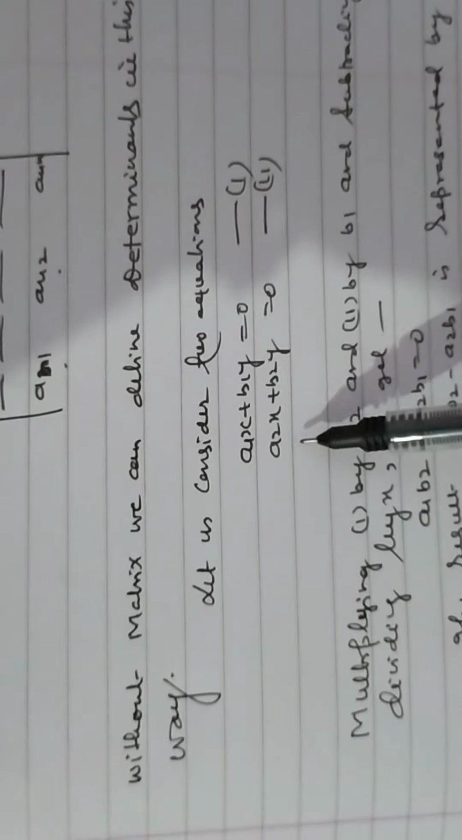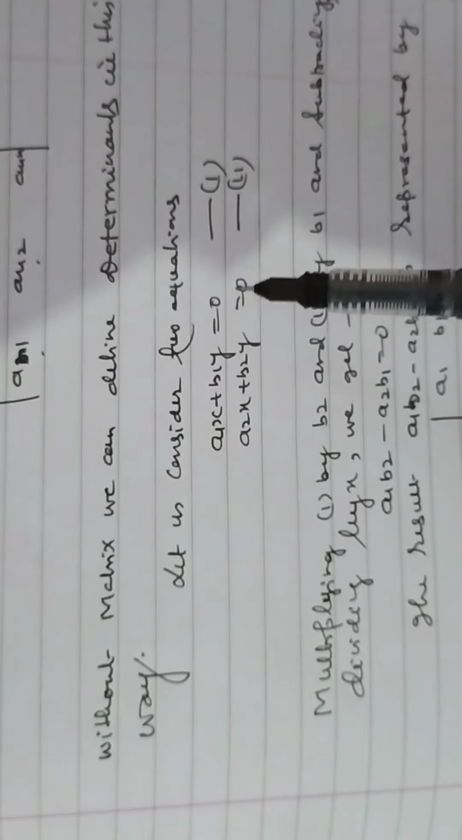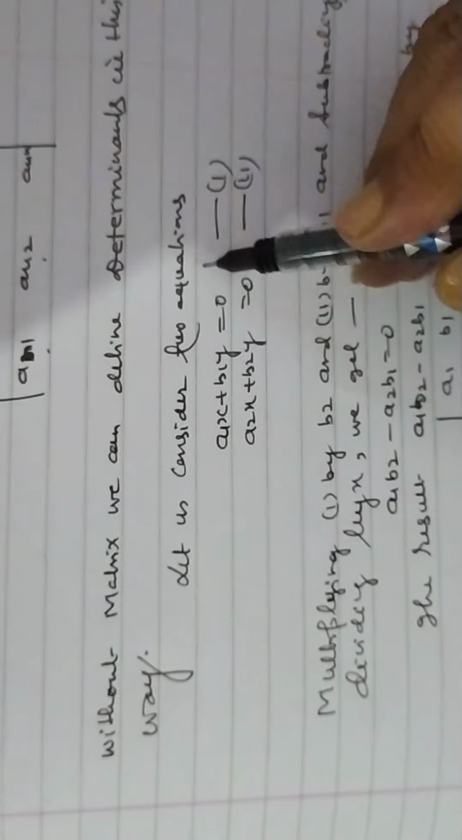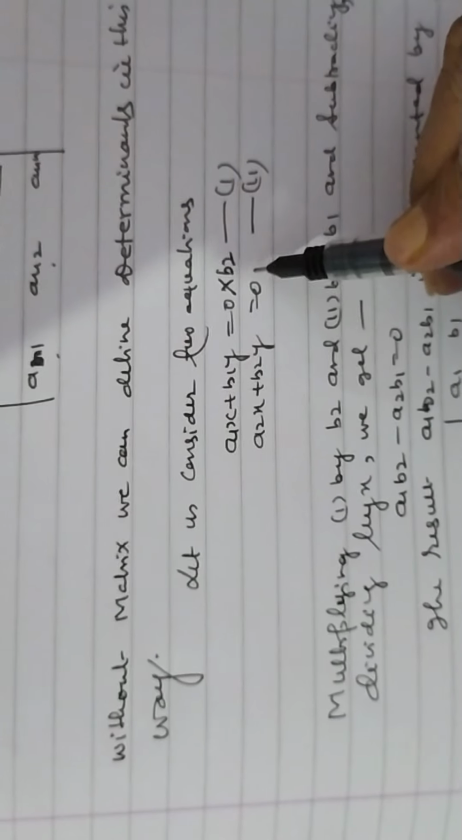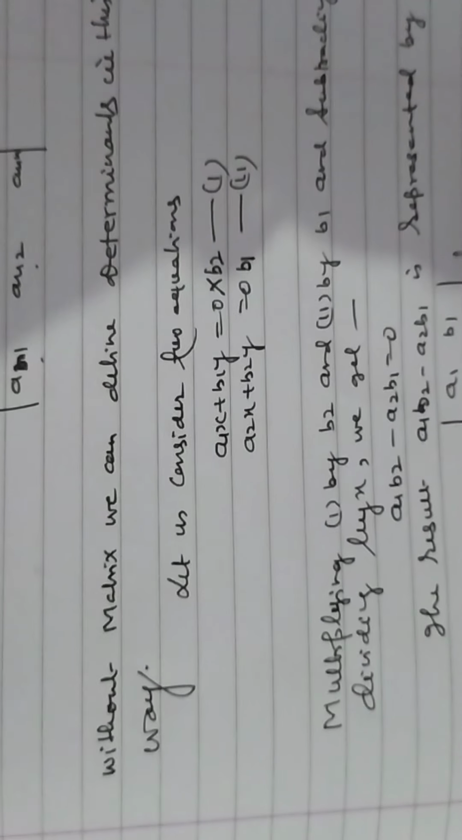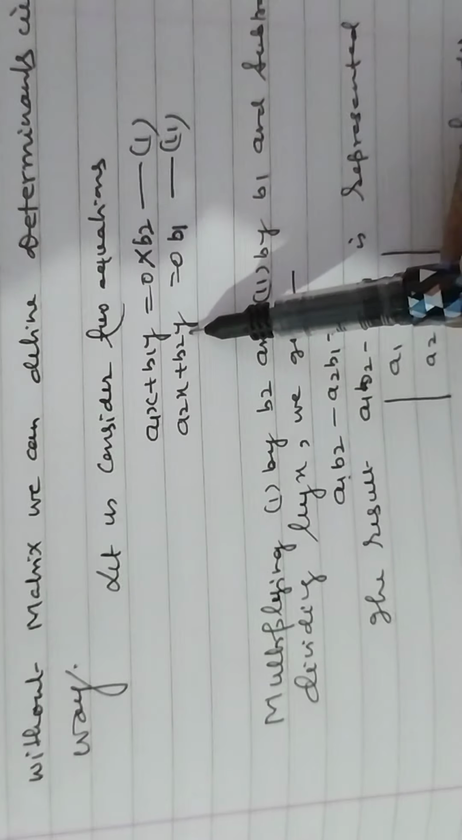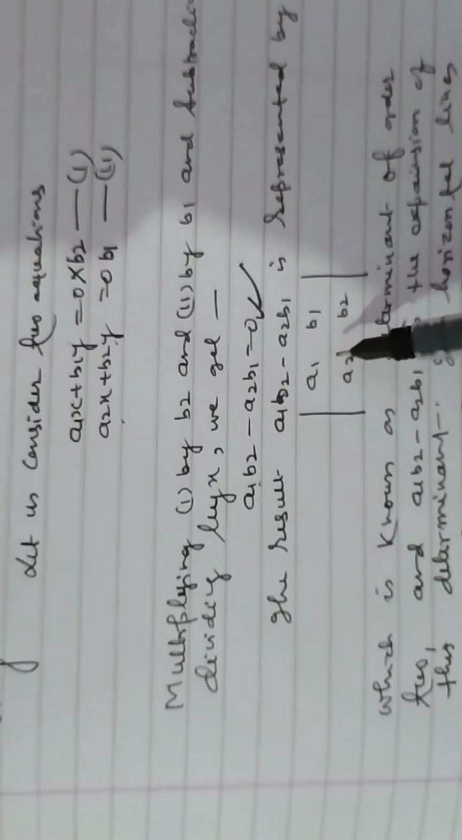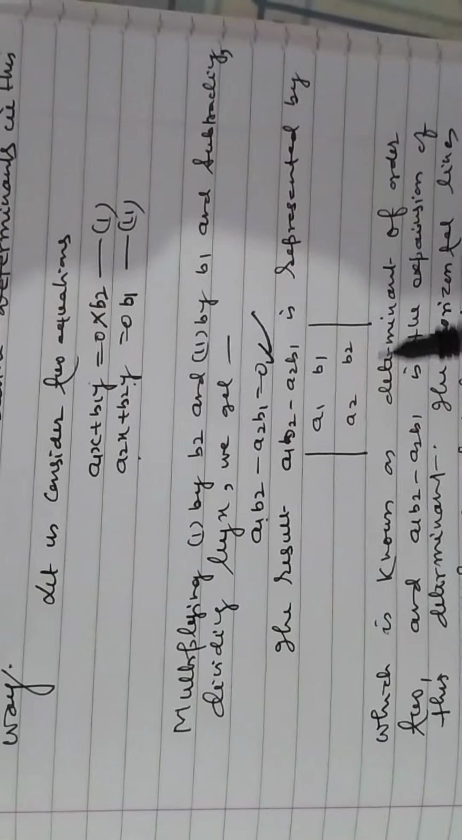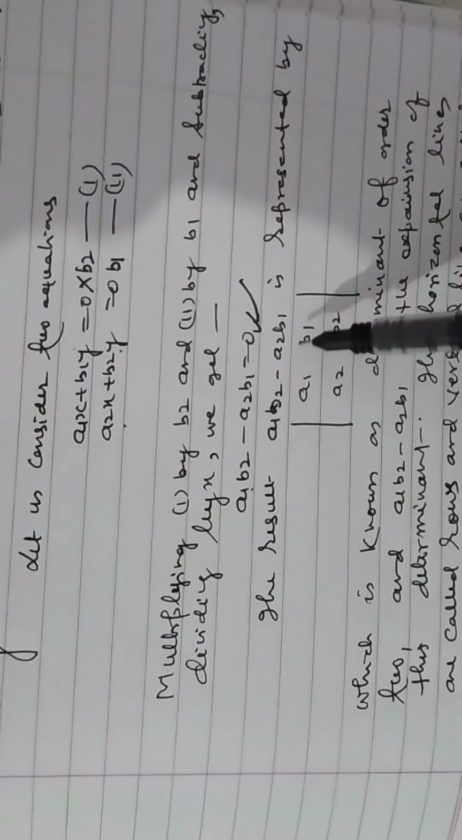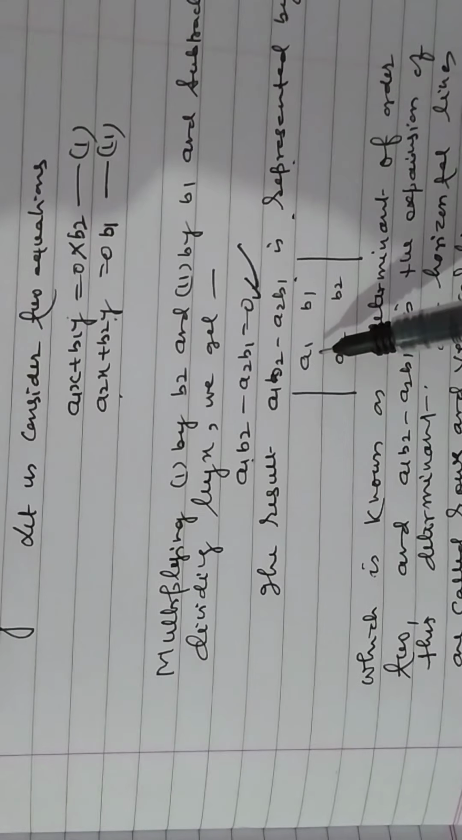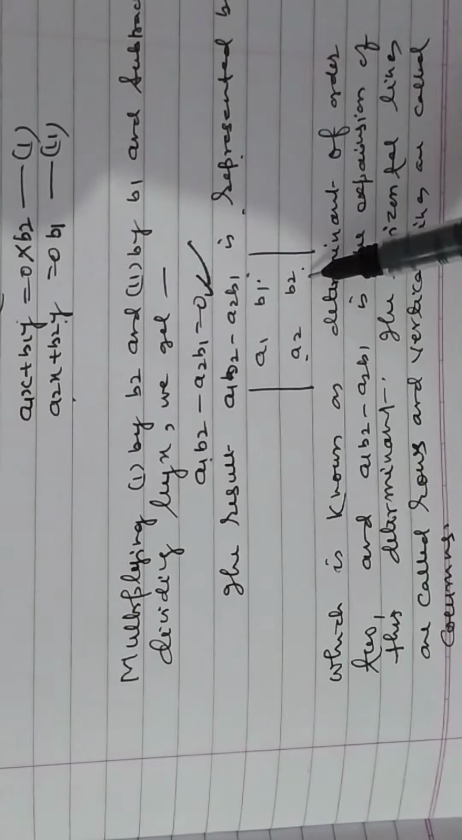Suppose there are two linear equations, a1x plus b1y and a2x plus b2y is equal to 0. And we multiply the first equation by b2 and the second by b1, and after solving we will get a1 b2 minus a2 b1 is equal to 0. So the result a1 b2 minus a2 b1 can be represented in the form of a determinant, with rows a1 b1 and a2 b2.